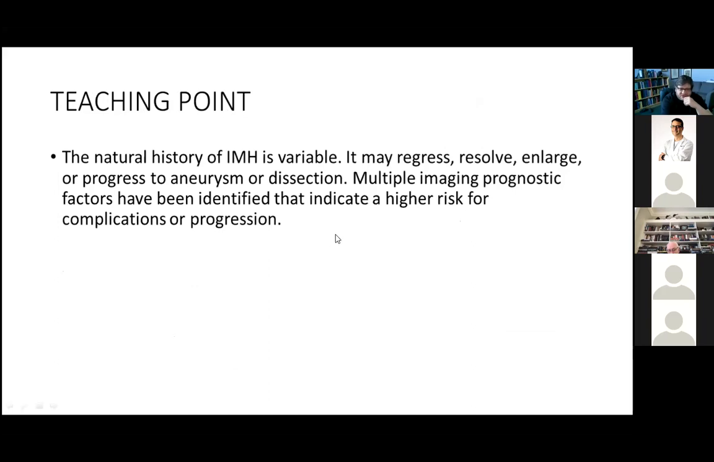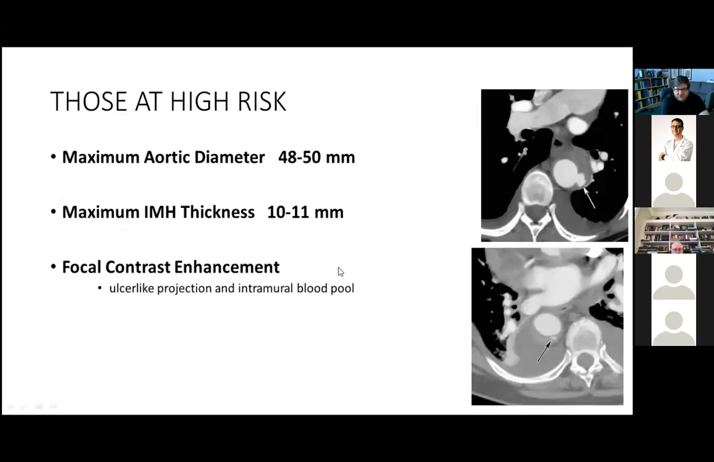And again, the natural history of IMH is extremely variable, being able to regress, resolve, or enlarge and progress to aneurysm, dissection, or frank rupture. And there are imaging prognostic factors that indicate higher risk for complication or progression to complication. And these are kind of the general rules that I've used in the past and are in the literature at this point in time.